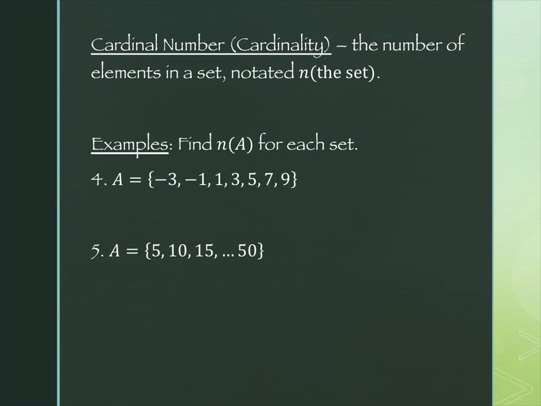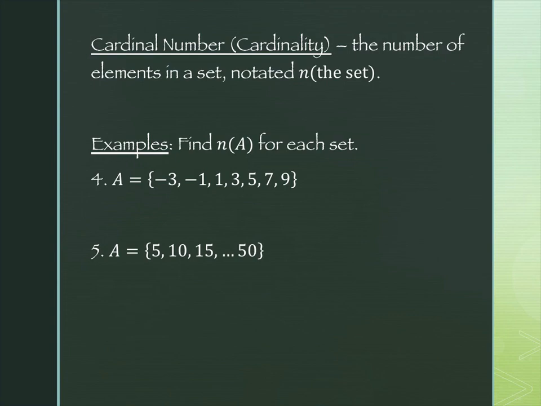So cardinal number, or the cardinality, is the number of elements in a set. The notation of it is a notation that you've seen used in other forms of mathematics before. It's an n with a parenthesis around it. It doesn't mean n's being multiplied by something. And it's not function notation like in algebra either. It's n, or the number of items in whatever set you're describing.